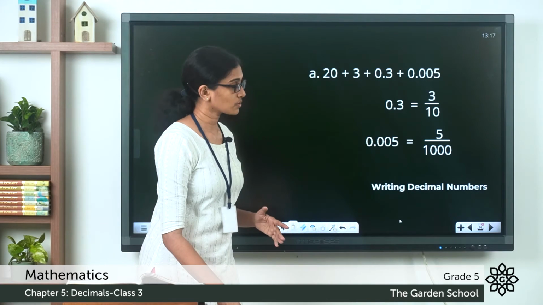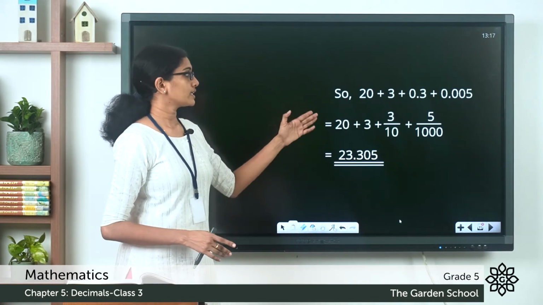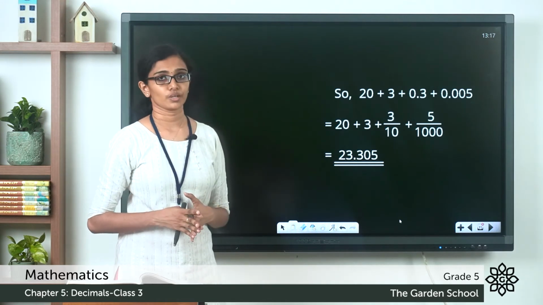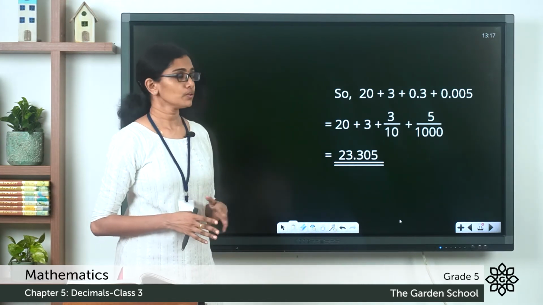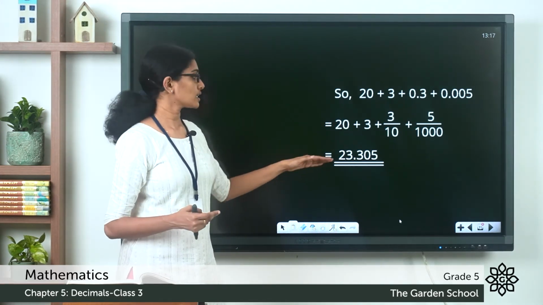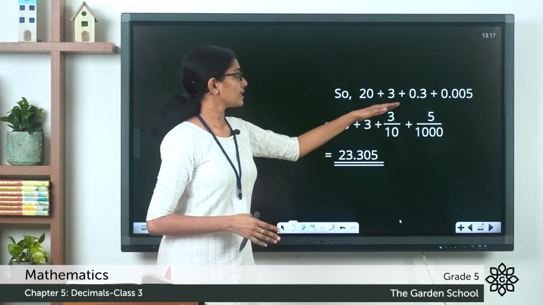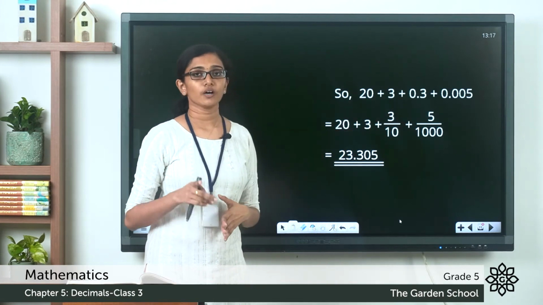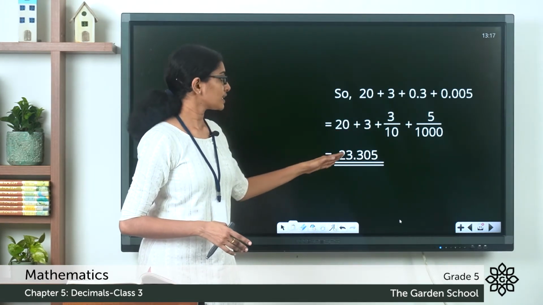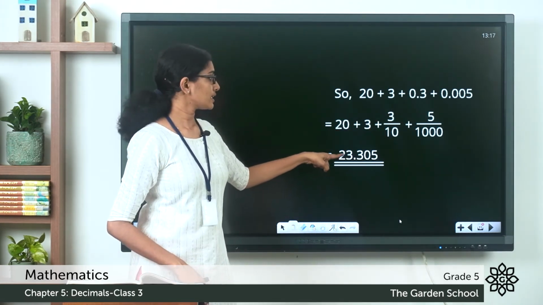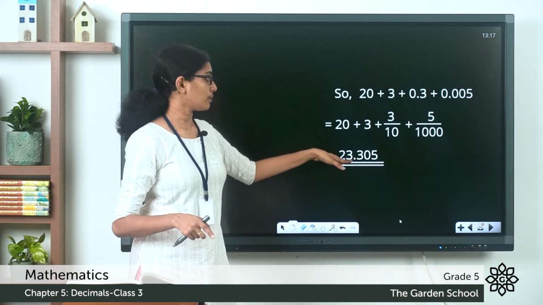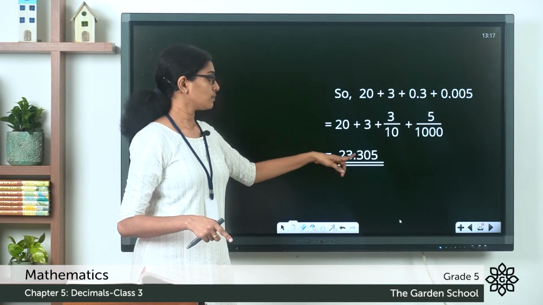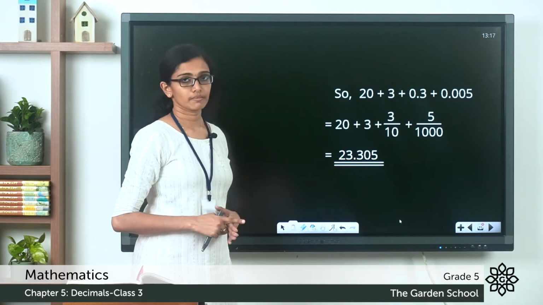Now, let's look into the question again. 20 plus 3 plus 0.3 plus 0.005, and that is equal to 20 plus 3, it is 23. And in 0.3, this 3 has the place value of 3 tenths. So, you put the decimal point after the whole number part. 20 plus 3 you did first. So, you write that 23 here, which is the whole number part, put the decimal point there.